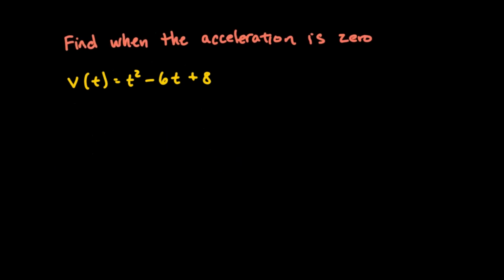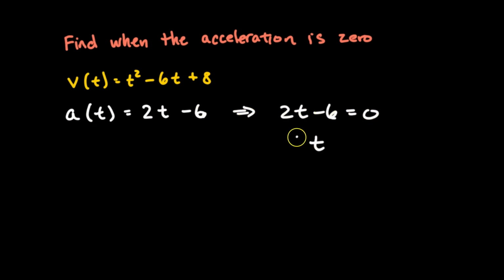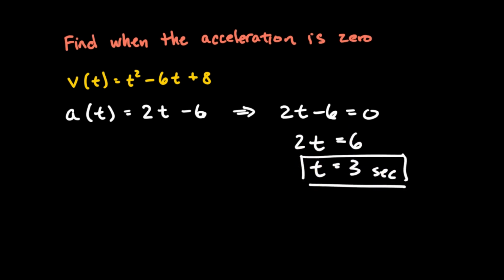squared. Now we want to find the time when the acceleration is 0, and our given velocity is t squared minus 6t plus 8. You may want to pause, give it a try, and then come back and check your answer. To solve this problem, we're going to once again find the derivative of the velocity to get the acceleration equation, and we get 2t minus 6. Then we're going to set the acceleration equation equal to 0, because we want to know when it occurs that the acceleration is 0. So then solving for t, we get that t is 3 seconds.